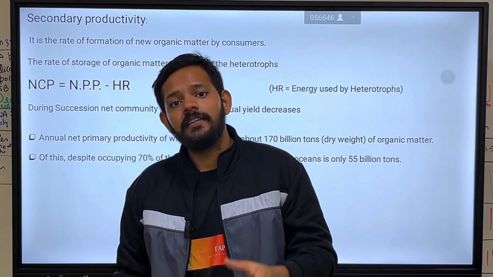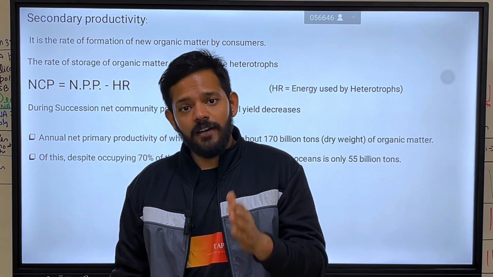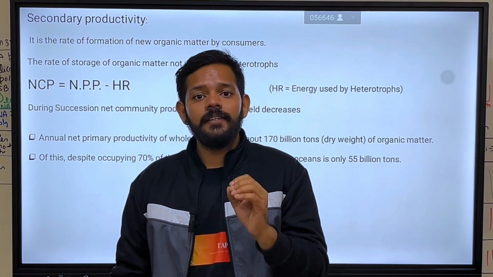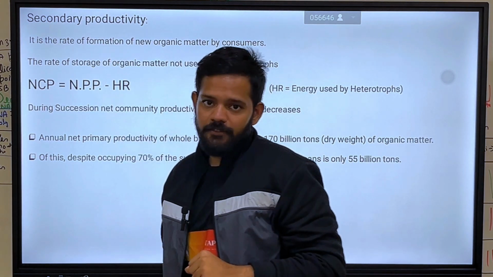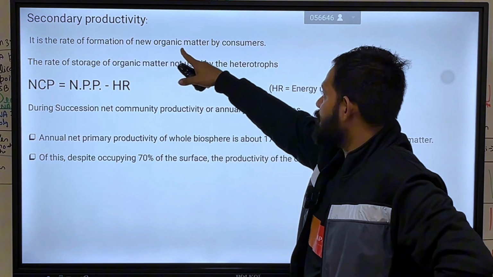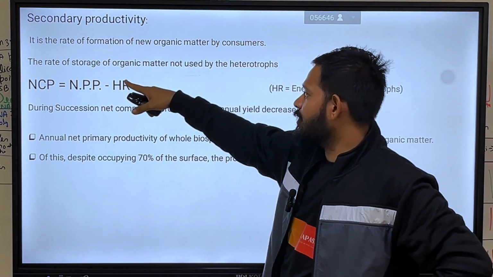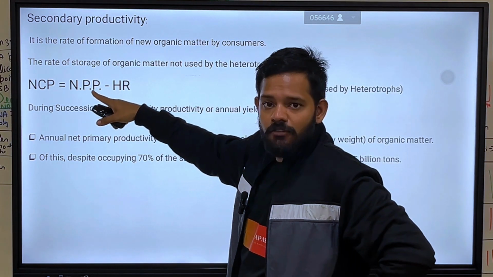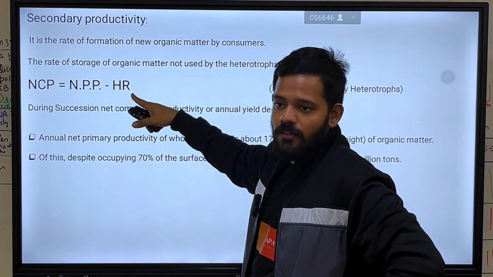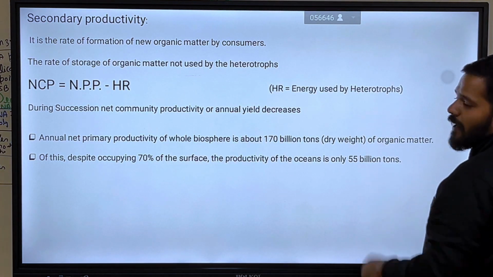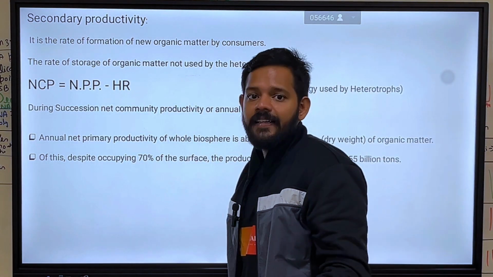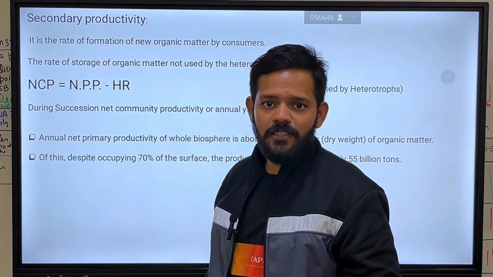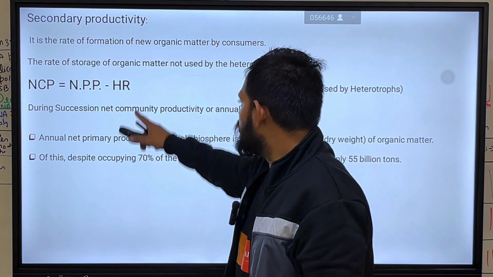Or you can say that the biomass of the first consumer, the primary consumer, is your secondary productivity. It is the rate of formation of new organic matter by consumers, the rate of storage of organic matter not used by heterotrophs. So NCP equals NPP minus HR. Here HR is the energy used by heterotrophs in respiration, in defecation, in all the metabolic processes which run inside the body of the heterotroph. That is your HR.